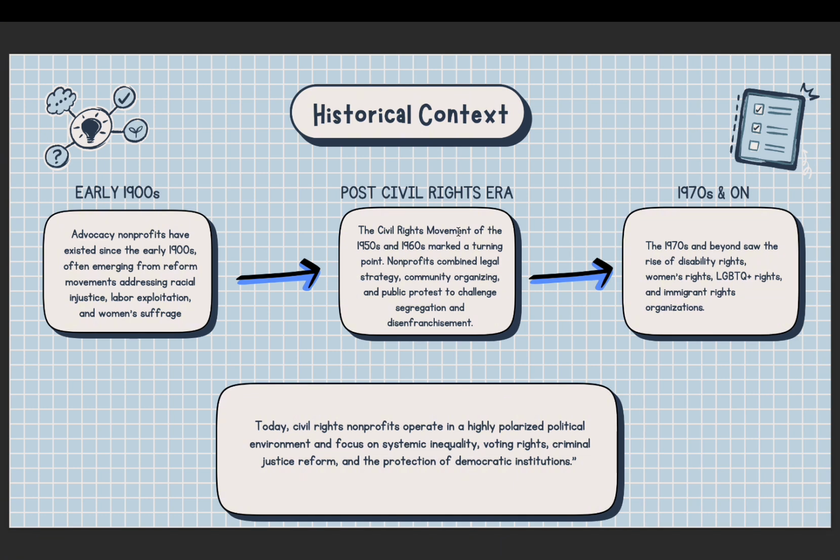The 1970s and beyond saw a rise of disability rights, women's rights, LGBTQ rights, and immigrant rights organizations. Today, civil rights nonprofits operate in highly polarized political environments and focus on systemic inequality, voting rights, criminal justice reform, and even protection of democratic institutions.